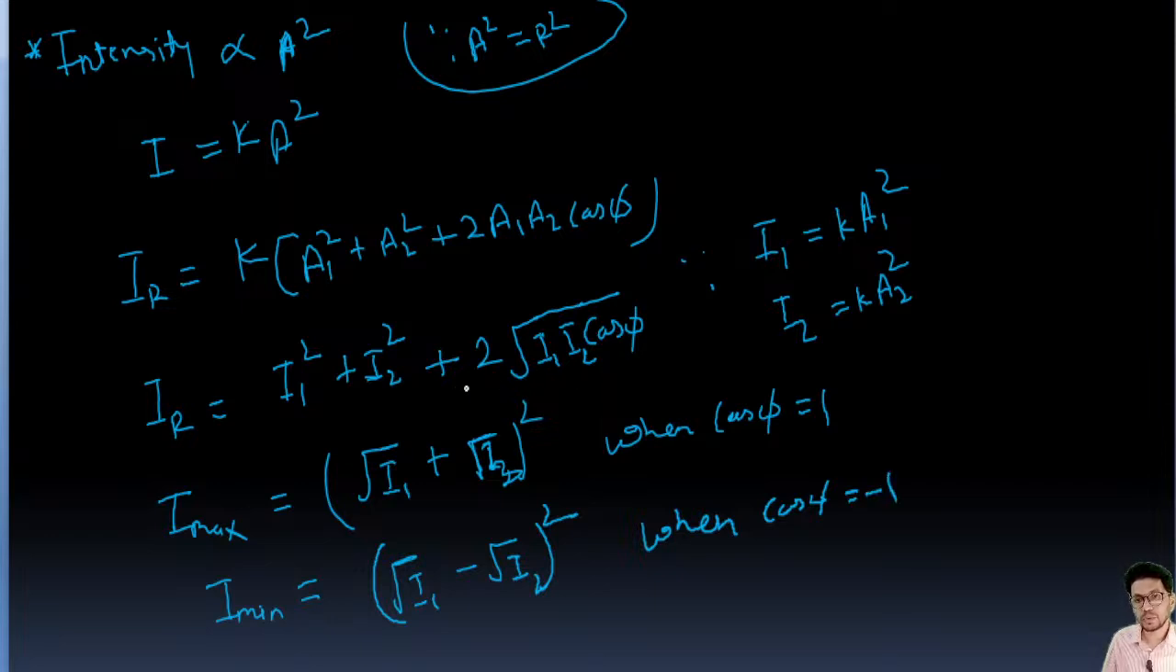If it is -1, then I1, this one, have I made any mistake? Yes. So this is root I1, okay? Root I1 square plus root I2 square, okay? This one.